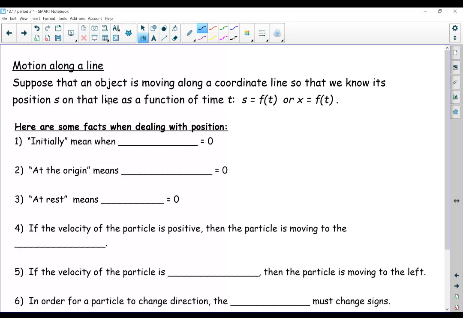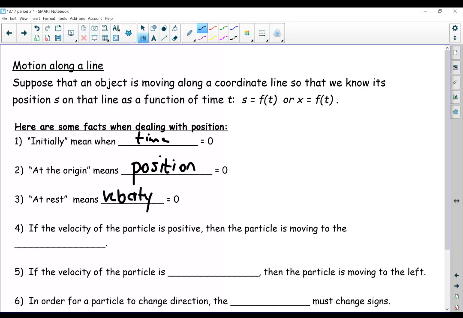Okay, so let's go through these first blanks. The word initially, when you see that in a problem, means that time is 0. So if I ask you to find the initial position or the initial velocity, that means that time is 0. If the particle says it's at the origin, that means the position is 0. If it says the particle is at rest, it means the velocity is 0.